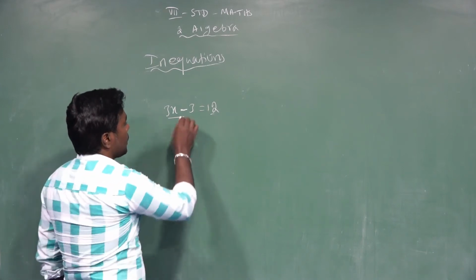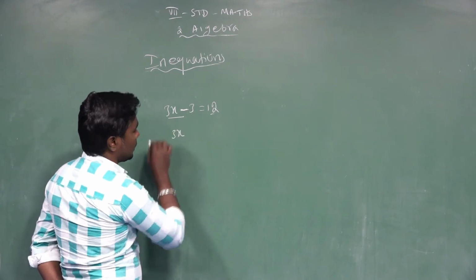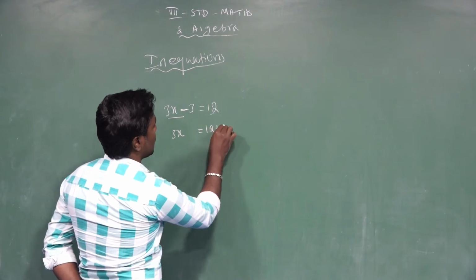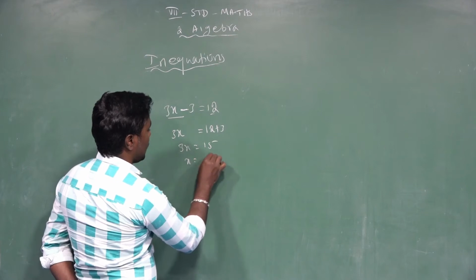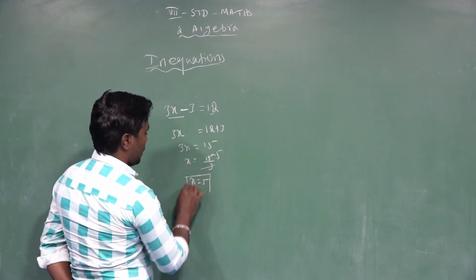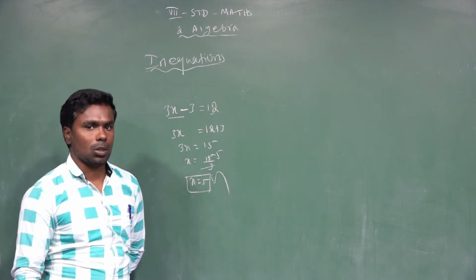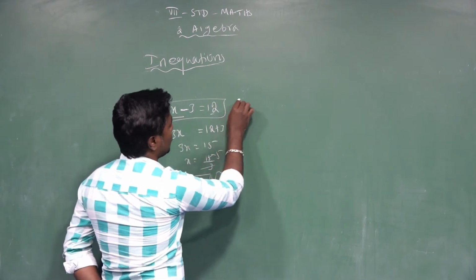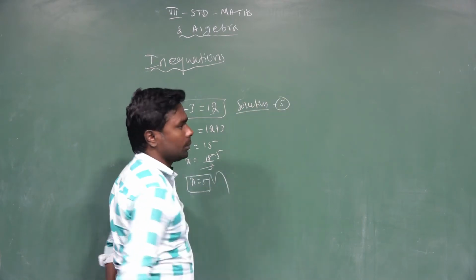Now see the solution for the equation. Keep the 3x on the left hand side and minus 3 goes to the right hand side, so it becomes plus 3. So 3x equal to 15. So x equal to 15 by 3, which is 5. The value of x is 5. So this is a linear equation which has only one solution, which is 5.